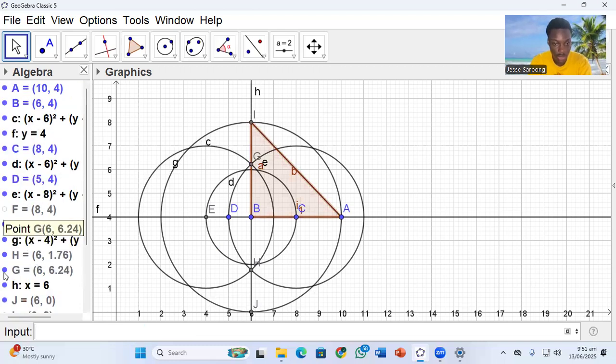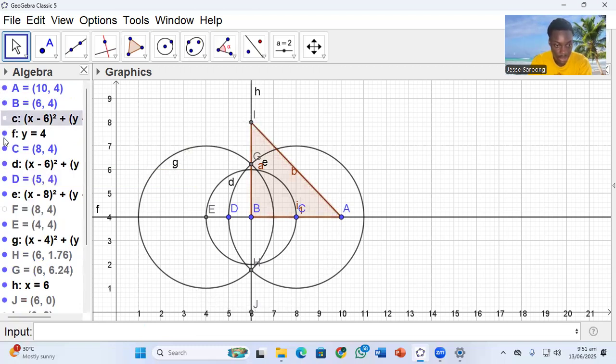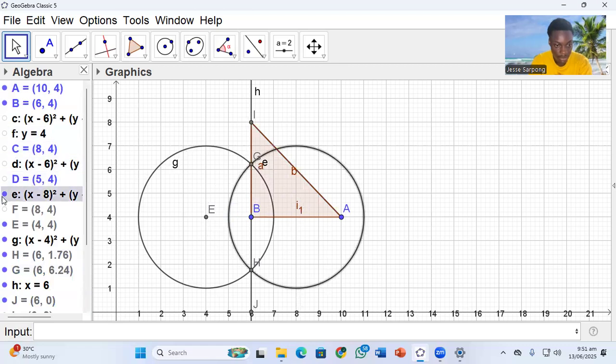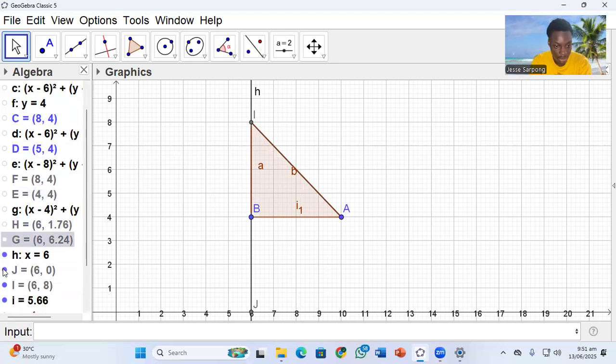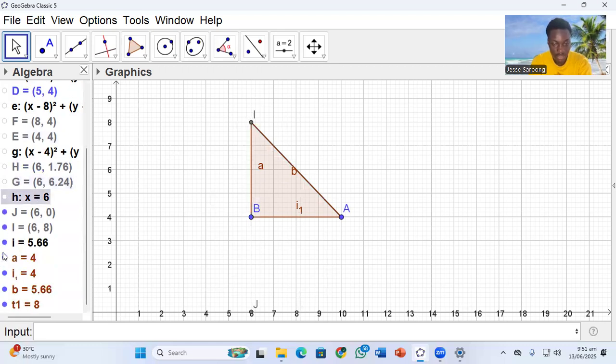What I'll now do is deactivate these circles and lines. Deactivate everything. So now we have our triangle.